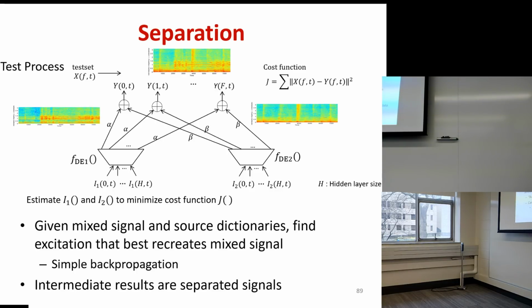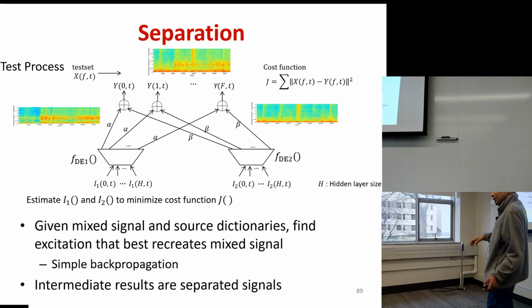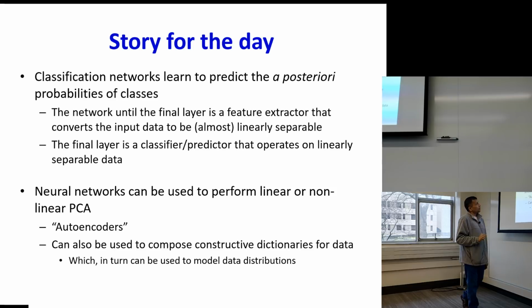Anyway, moving on. So just wrapping up, the lessons for the day: classification networks learn to predict a posteriori probabilities of classes. The network until the final layer is just a feature extractor that converts the input from not linearly separable into almost linearly separable. And the final layer is a classifier or a predictor that actually operates on these linearly separable features, right?